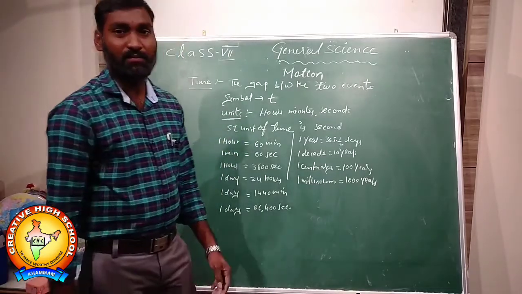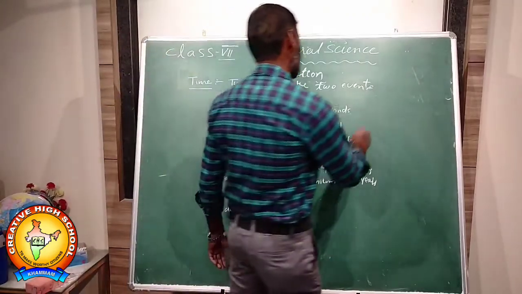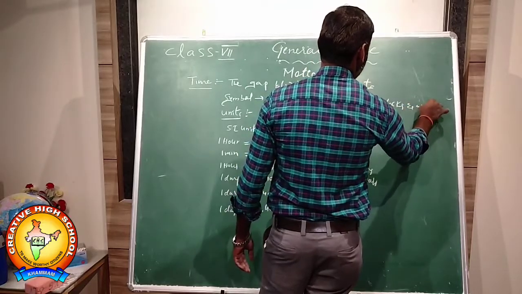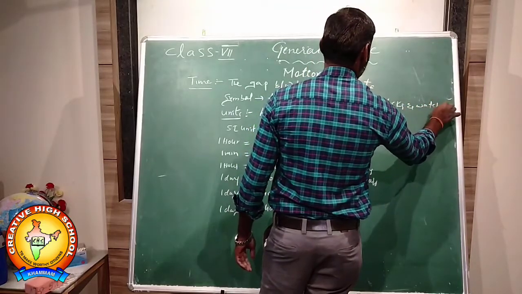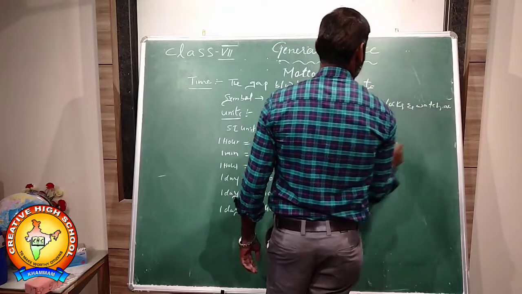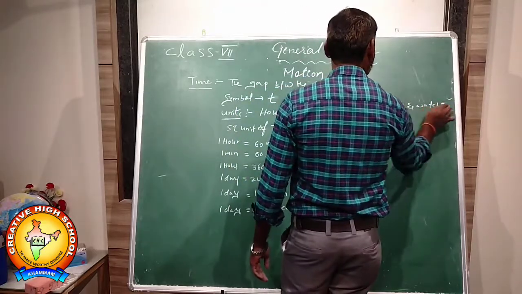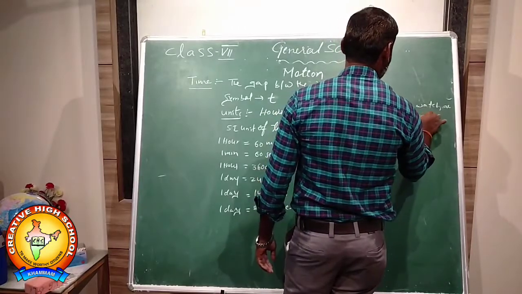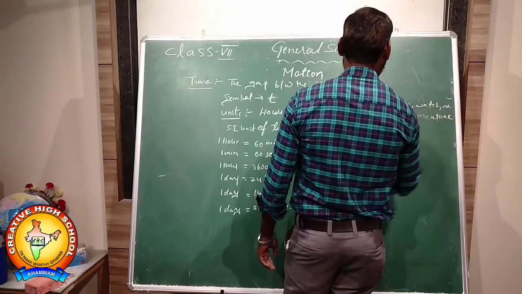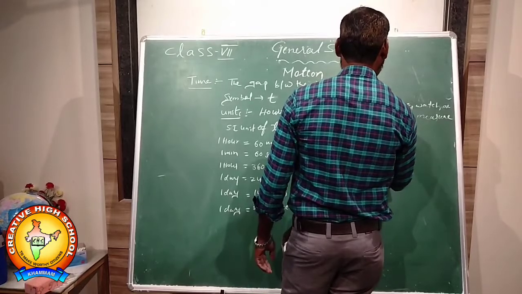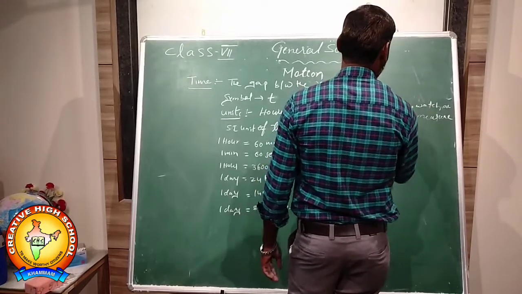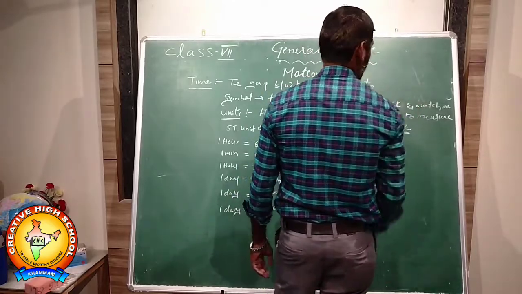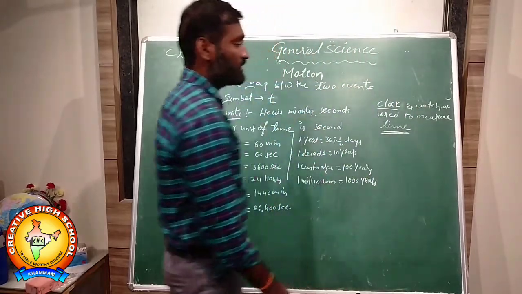Time is measured by using clocks and watches. Clock and watch are used to measure time. Used to measure time. Clock and watch are used to measure time.